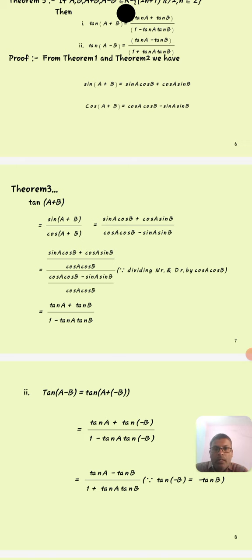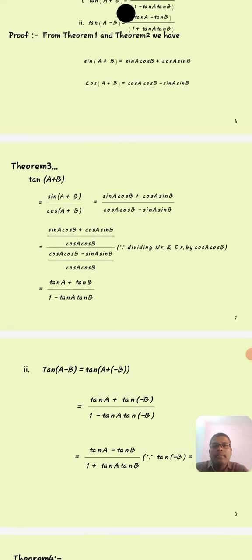Okay. Now the next step: dividing numerator and denominator by cos a cos b. You have to remember this condition. Dividing numerator and denominator by cos a cos b, we write sin a cos b plus cos a sin b divided by cos a cos b, and the total is divided by cos a cos b minus sin a sin b divided by cos a into cos b.